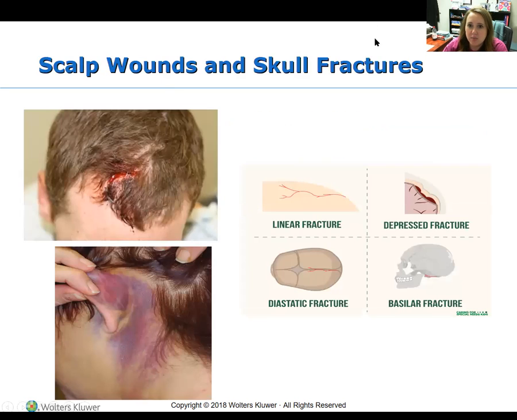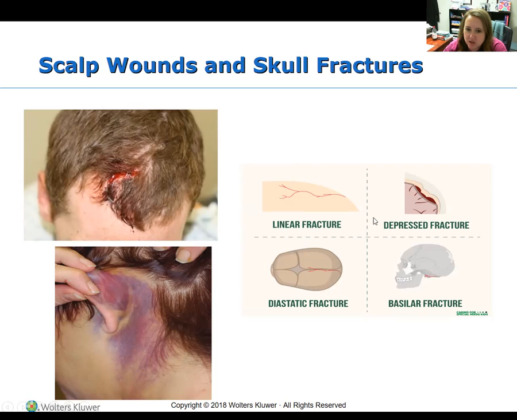So let's talk about some different types of injuries here. Scalp wounds: the manifestations are going to depend on the severity and the location. Scalp wounds tend to bleed a lot and people really freak out, inevitably, because you just see large copious amounts of blood. But the scalp is very vascular, so these injuries are going to bleed a lot and are portals for infection. And then we have skull fractures.